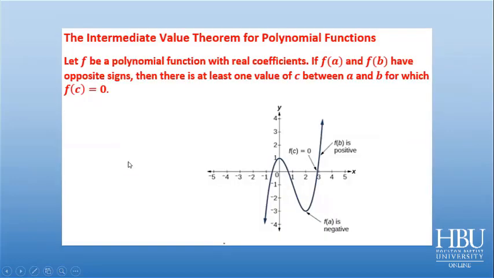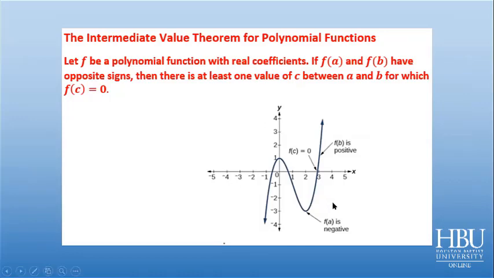There is an important theorem for polynomial functions called the intermediate value theorem. This says let f be a polynomial function with real coefficients. If f of a and f of b have opposite signs, in other words, one is positive and the other negative, then there's at least one value of c between a and b for which f of c equals 0.